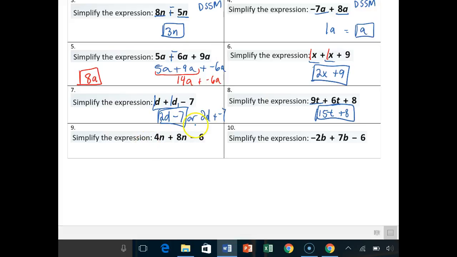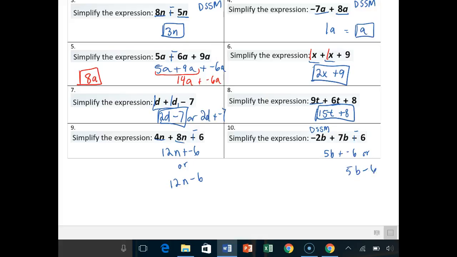Number 9, 4n plus 8n is 12n. You could say plus negative 6, or you could just say 12n minus 6. Either one works. Okay, and again, the last one, you have negative 2b plus 7b. Be careful here, that's a DSSM, different signs. Subtract, keep the sign of more, so 7 minus 2 is 5b. It's positive because I have more positive. Plus a negative 6, or 5b minus 6.